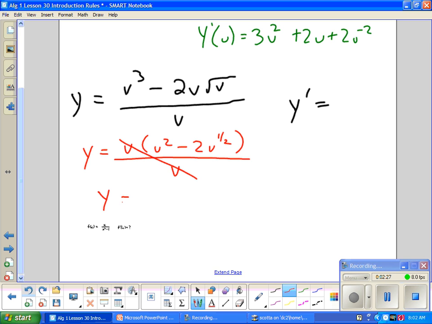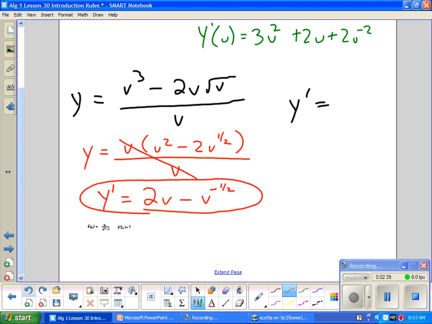Now, y prime is a whole lot easier. The derivative of 2v, or v squared, is 2v. One half times 2 is 1, so negative v to the, and half minus 1, so what, negative half. And that is y prime.